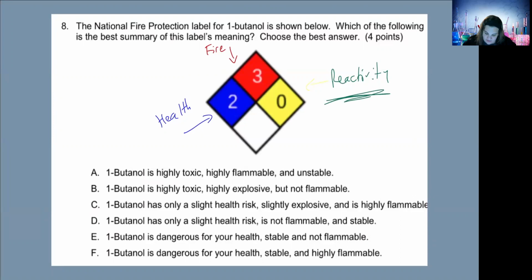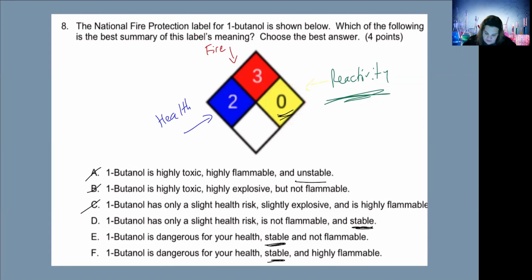Let's eliminate all the choices that have this as being a reactive compound. Okay, so A is saying it's unstable. That's incorrect because it has a 0. This is pretty stable. Gone. Let's see. B is saying we are highly explosive. Yeah, nope, we're not. C is saying we're explosive, but we're not. D is saying we are stable. We're going to keep that guy. E is also saying we are stable, and so is F. Okay, so just by looking at this one side, we can already get rid of the other choices.